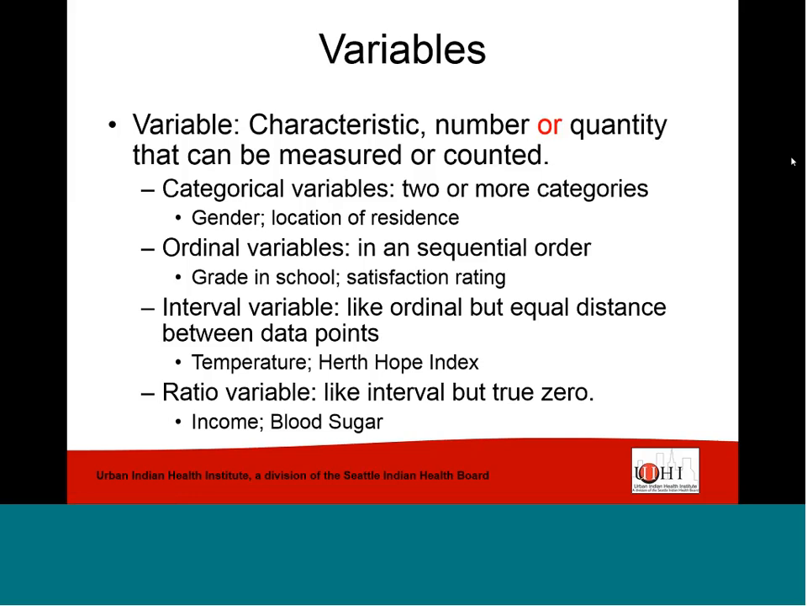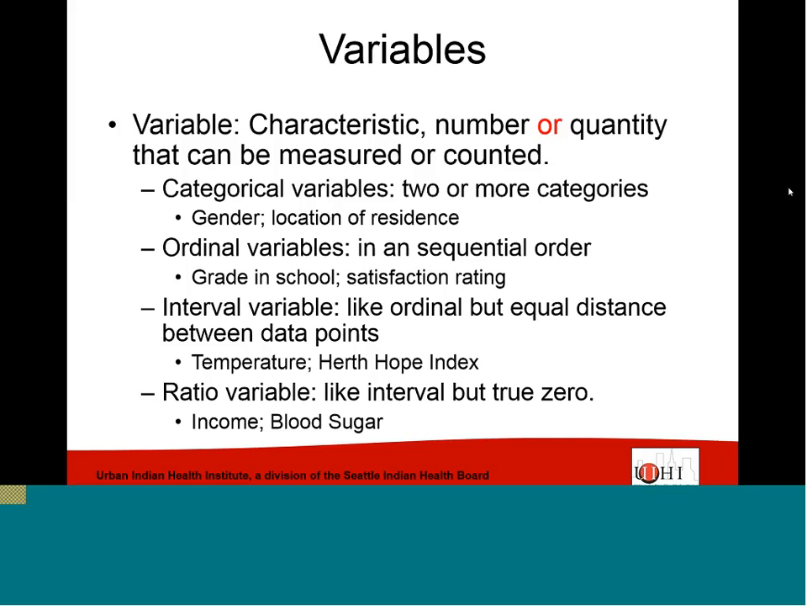You're either male or female. You either live in an urban area or you live in a rural area. There are things that could be categorized in some way. Ordinal variables are those variables that are in a sequential order, like grades in school. So you're either in first grade, second grade, third grade, or so forth, and these increase in sequential order as you move through your grades in school.